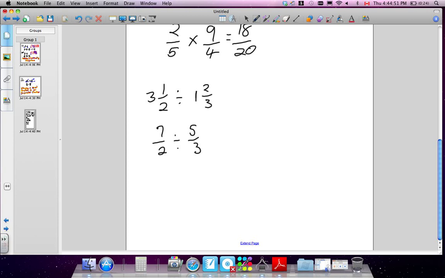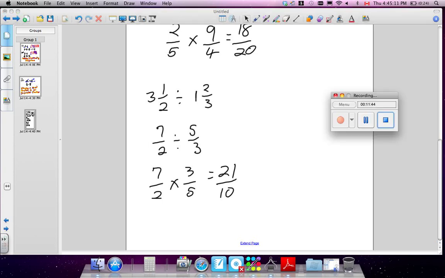Okay. And now remember, we make all division questions multiplication questions. So I rewrite it: 7 over 2 times 3 over 5. What am I going to get? 10 over 21. Close. You said it backwards. 21 over 10. Yeah, 21 over 10. Good. That's it. That's all there is to it. Does that make sense? Okay, good. So I'll get you to do some of that.